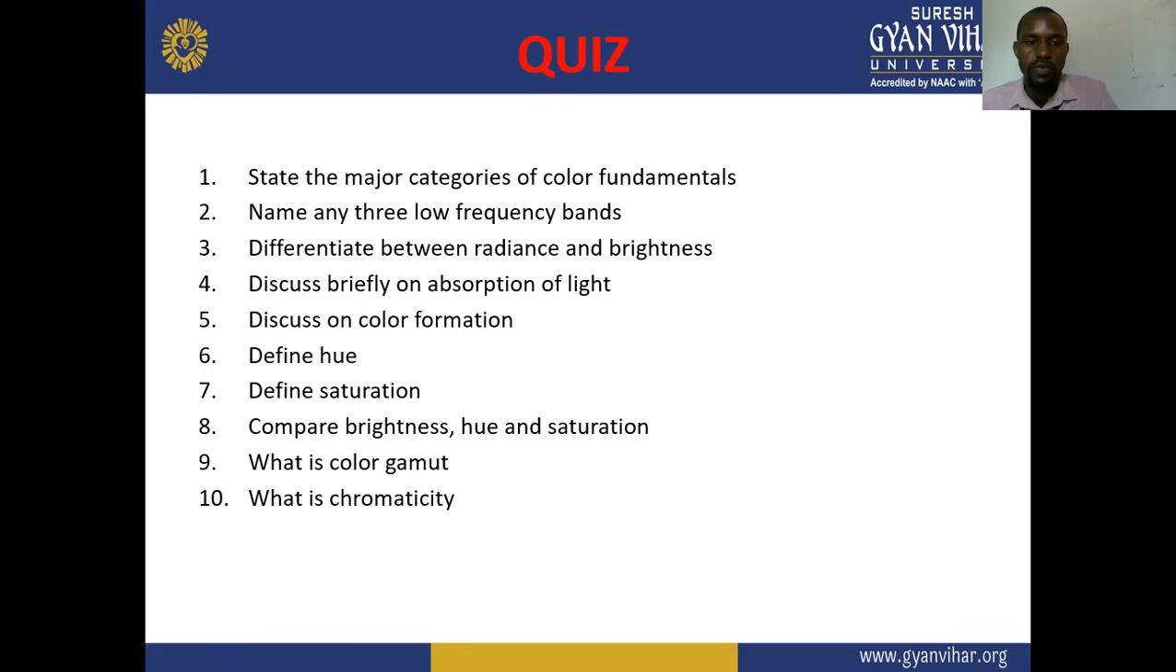Different electromagnetic. So define hue, you have to go back and define, but in simple terms, this is what is visible to the observer as either red, green, or blue. Then define saturation. Seen this. Compare brightness, hue, and saturation. All of these terminologies are straightforward and fast. And then what is color gamut? So we've given this also with the example of where it is applicable for RGB monitors as well as for printing devices.